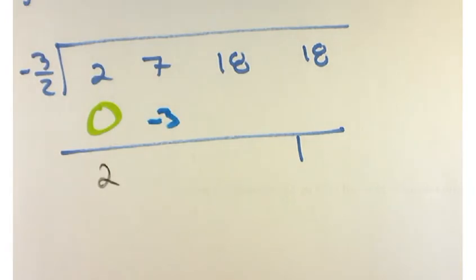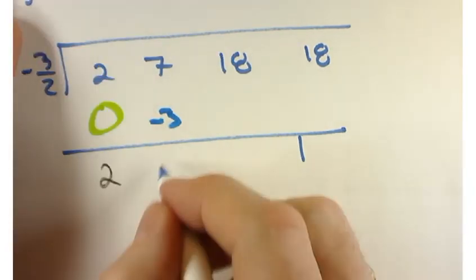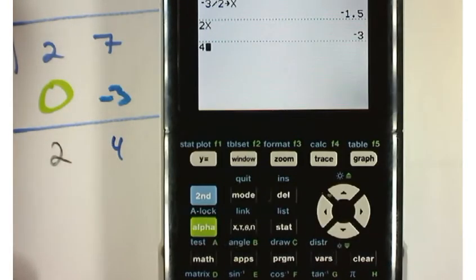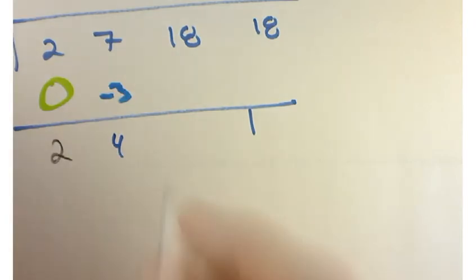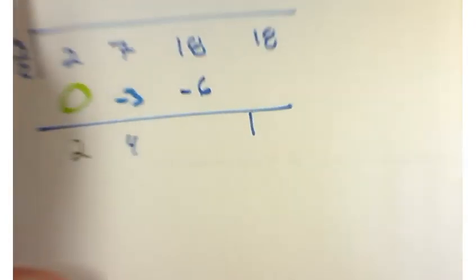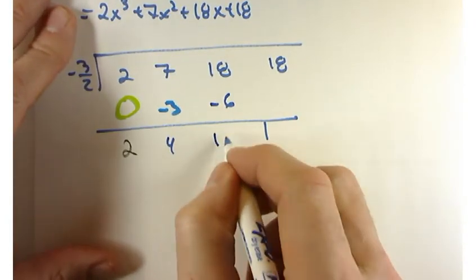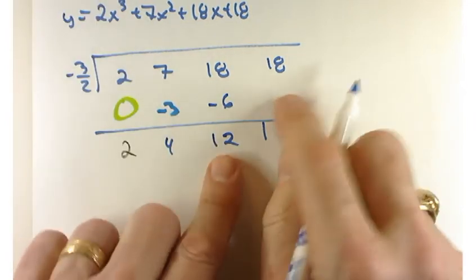Add going down gives me 4. And then, oh, man, 4 times -3/2. Hey, no problem. 4x gives you -6. That gives me a 12.